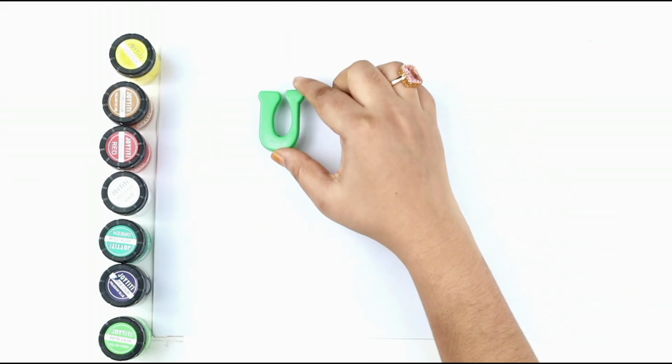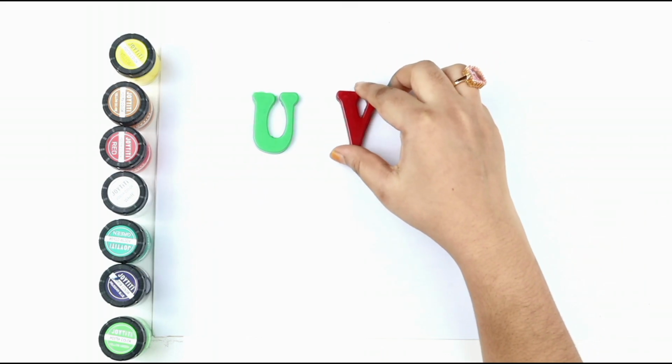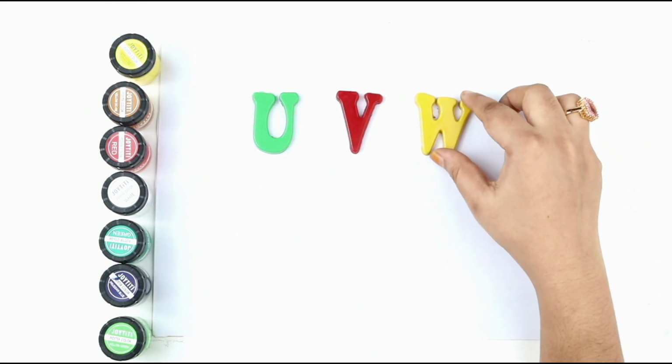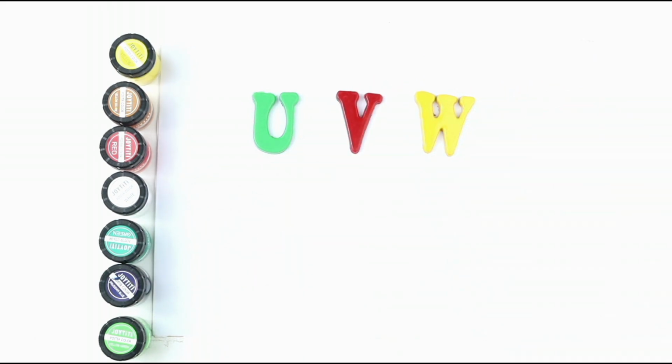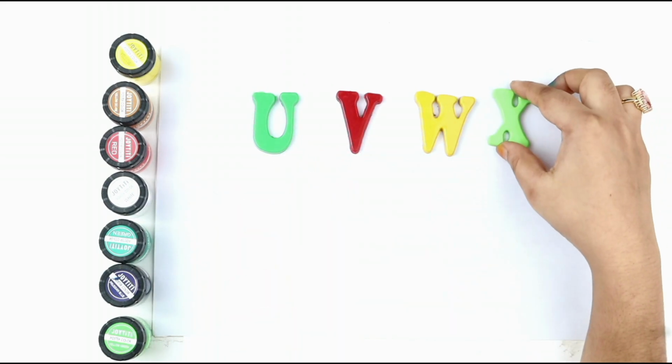Green color, U for umbrella. Red color, V for vegetables. Yellow color, W for window. Light green color, X for X-ray.